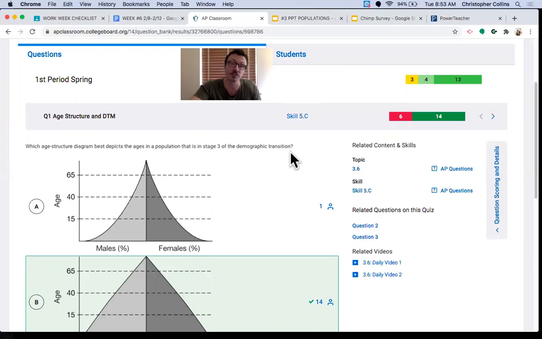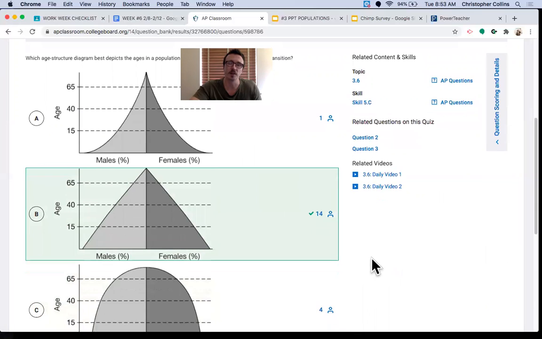So, which of these age structure diagrams best depicts the ages in a population that is in stage 3 of demographic transition? Now, when I was choosing these questions, I somehow overlooked the fact that we had not talked about demographic transitions yet. So if you got this question wrong, I'm going to be giving you points back. During stage 3, the rate of growth is not necessarily as rapid as you would see in earlier stages like stage 2, but it is still experiencing a substantial growth in population size. So again, if you got this question wrong, I will be giving you points back. Okay.